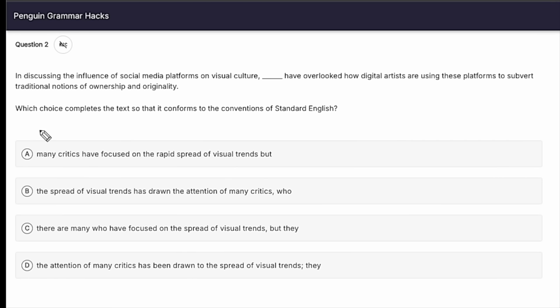So for example, we would say, many critics were discussing the influence of social media platforms. That seems plausible, right? Critics can discuss stuff. The spread was discussing the influence. No, a spread can't discuss something. It's not a human. There was discussing. So anytime you see existential there, it's not going to be your answer for these. And then the attention was discussing the influence. Attention also can't discuss influence. So by process of elimination, the only one that works is choice A here.